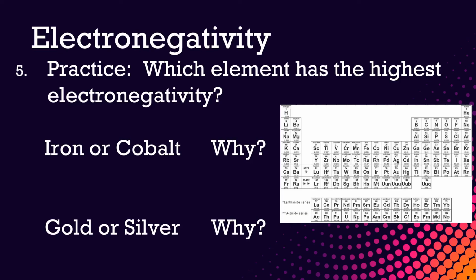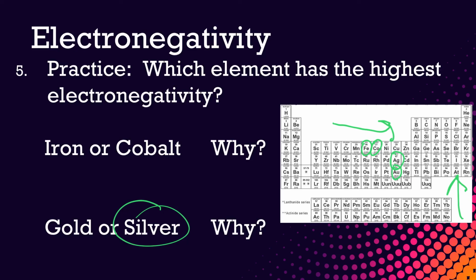So iron is right here and cobalt is right next to it. So cobalt would have the higher electronegativity because electronegativity increases from left to right across a period. Gold or silver? Gold is here, silver is right above it. Silver would have the higher electronegativity because electronegativity increases as you go up the group.